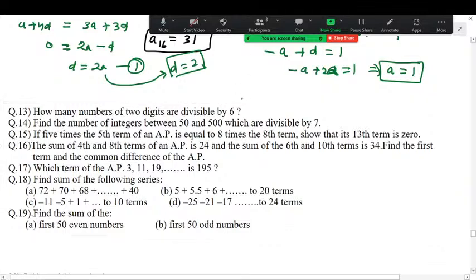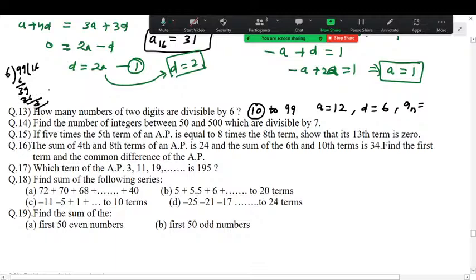Two digit numbers start with 10 and they end at 99. Now you need to understand which value is going to be divisible by 6. You will figure out that 12 is the first value divisible by 6. Then you need to figure out what d is. D is going to be 6 only, because you want all two digit numbers divisible by 6. To find the last number, you divide 99 by 6, you will get 16 and remainder 3. That means you have to subtract 3 from 99, so 96 is your last number.